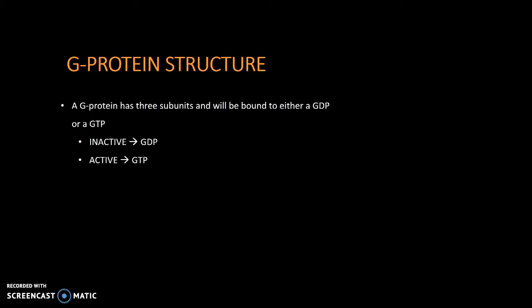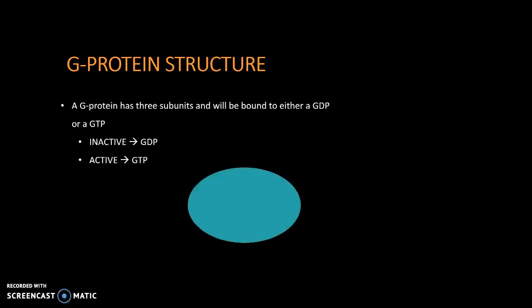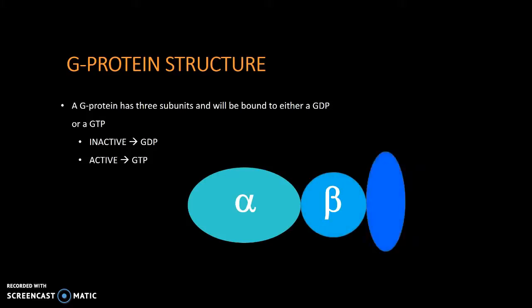Now we're going to talk about the G protein structure. It has 3 main subunits, and it will either be bound to GDP or GTP. When it's bound to GDP, that makes it inactive, so it's not doing anything. When it's bound to GTP, it becomes active. These 3 subunits are the alpha subunit, which is one of the most important because it is what's going to bind to GDP or GTP, the beta subunit, and the gamma subunit. Here we have GDP attached to the alpha subunit. Then this entire structure would be considered inactive.